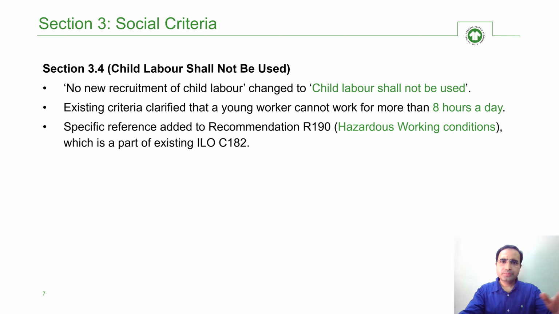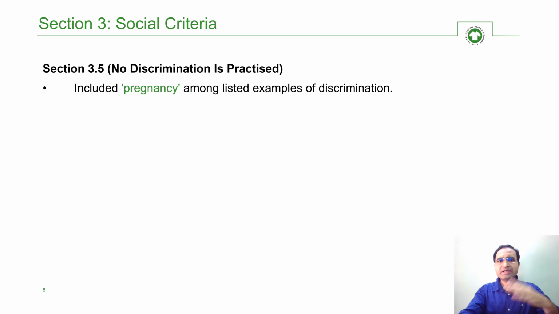Child labor is prohibited regardless of gender. The working hours for young workers have been clarified. A specific reference has been added to R190 that was already covered under ILO Convention C182. Any kind of discrimination is prohibited under GOTS. Pregnancy has now been added to the listed examples.